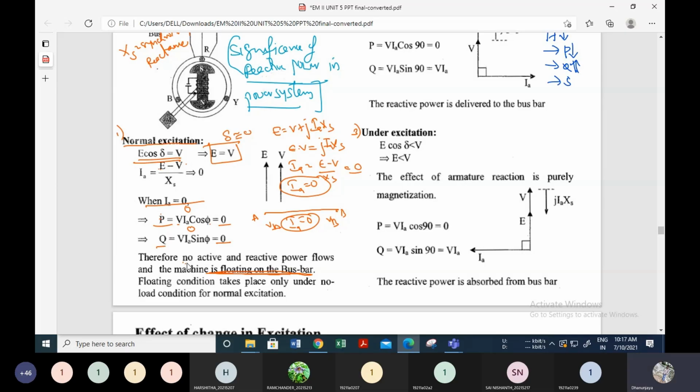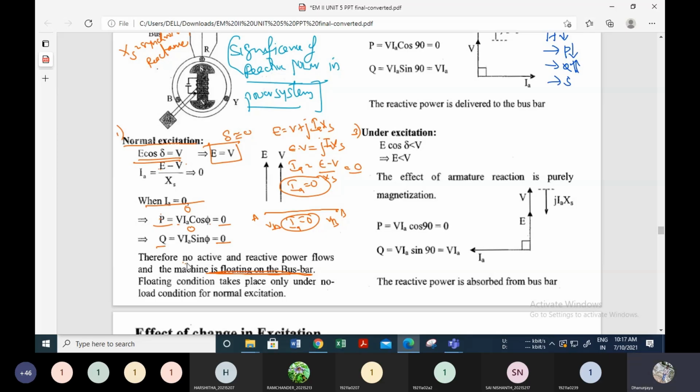This is one of the previous competitive exam questions. Under which condition is floating on the bus bar taking place? Options are normal excitation, over excitation, and under excitation. So the answer is normal excitation.